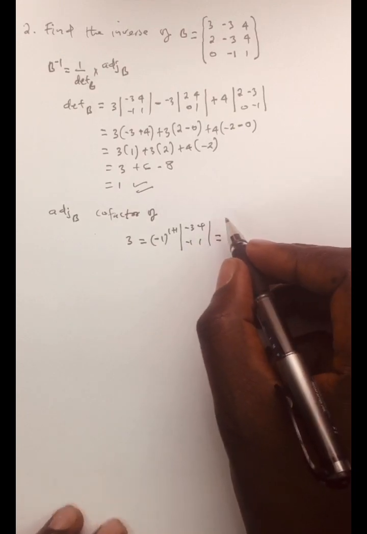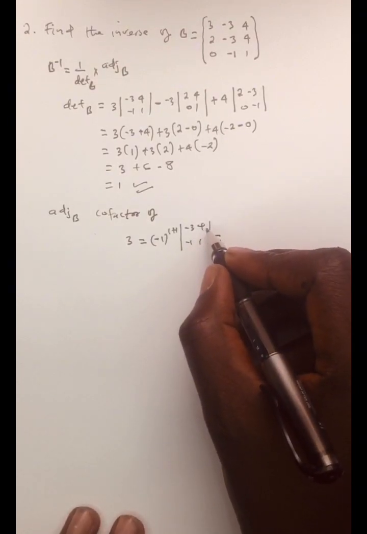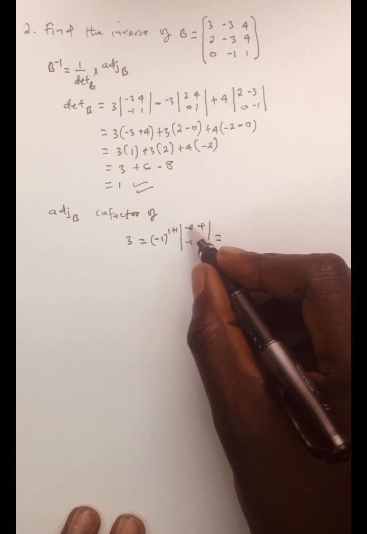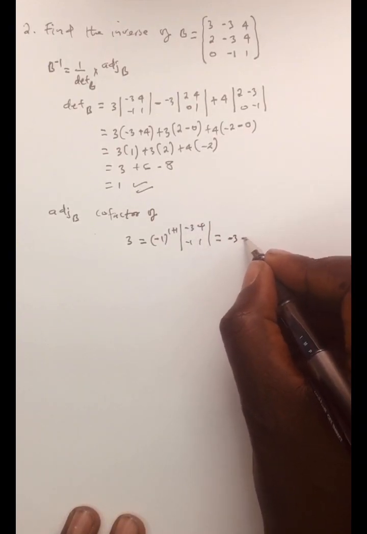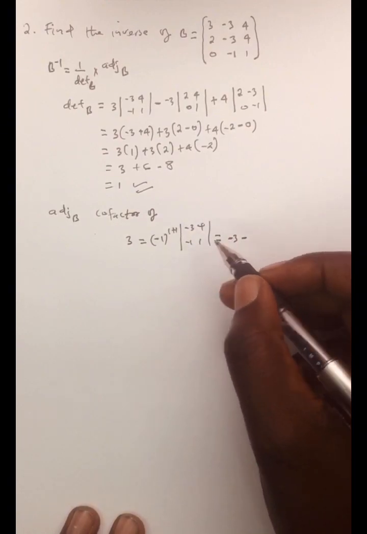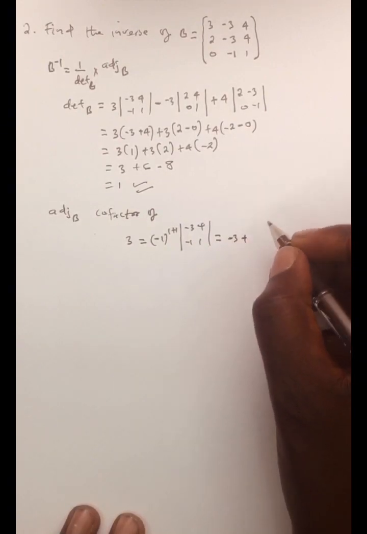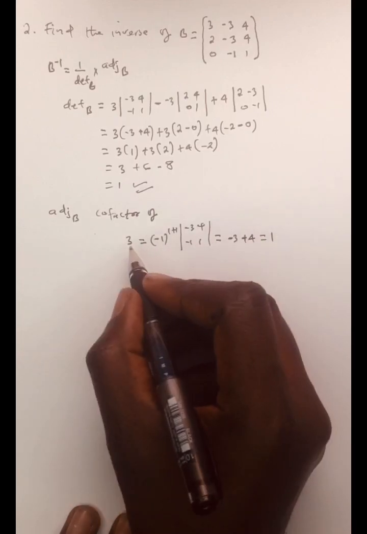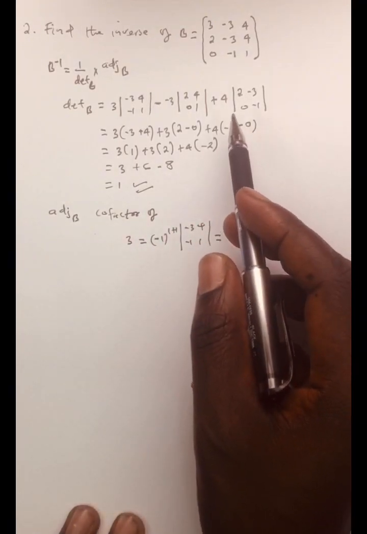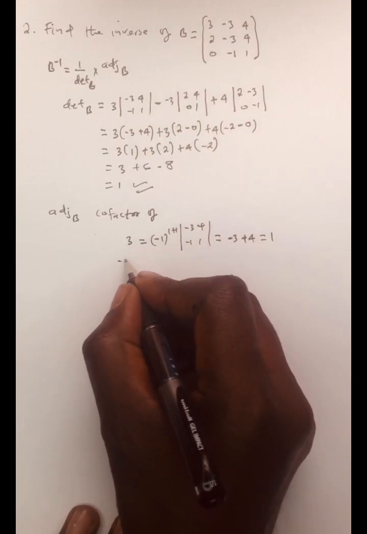So I'm left with that is -3 times 1, which is just -3, minus 4 times -1, which is -4, so that is +4. So that is 1. Then we're going to look for the cofactor of the second element, which is -3.